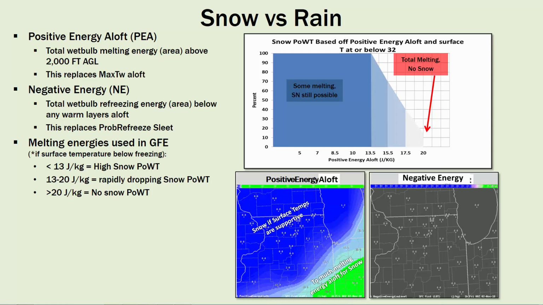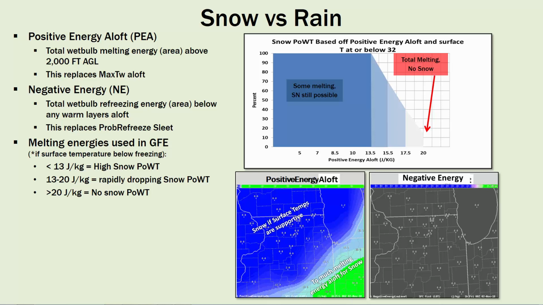Secondly, there is the negative energy in the low levels, and this is going to be representative of the total wet bulb refreezing energy below any warm layers aloft. To actually get negative energy in your negative energy grid, you're literally going to have a situation where there is a sub-freezing layer beneath a warm layer aloft that's above freezing. So this will replace your probability of refreeze sleet.